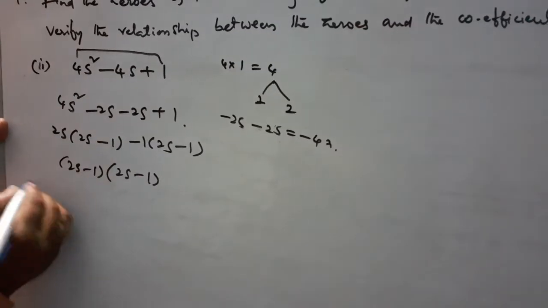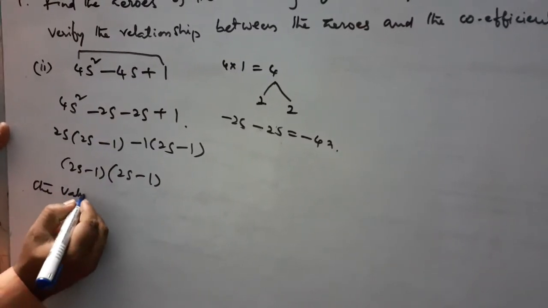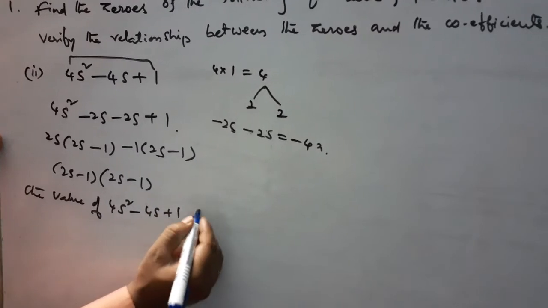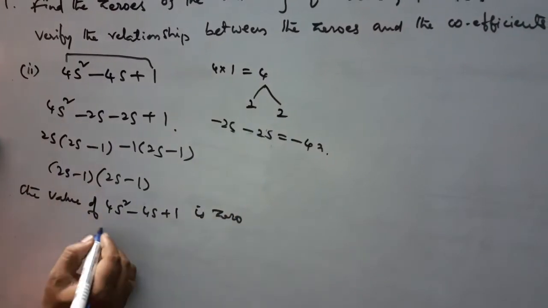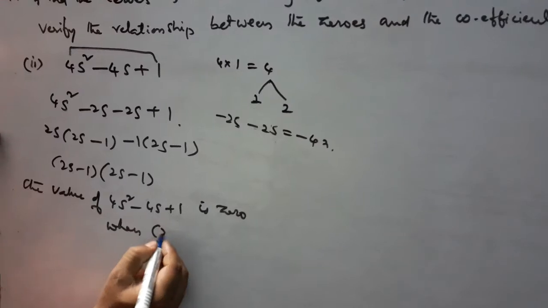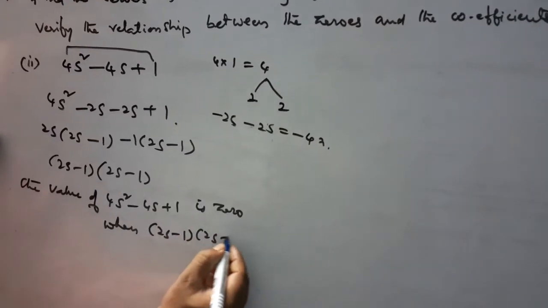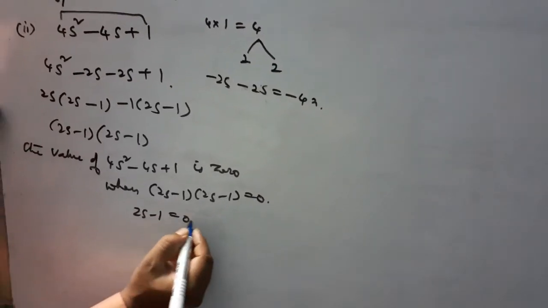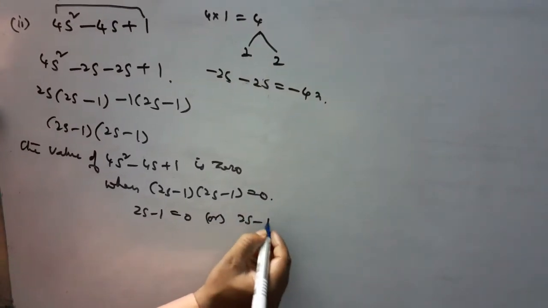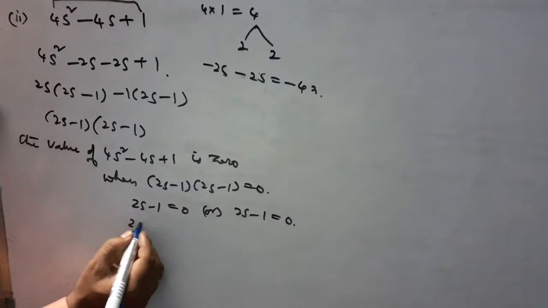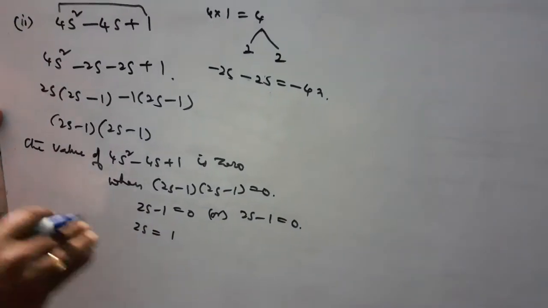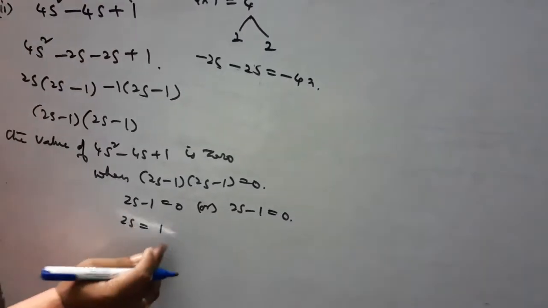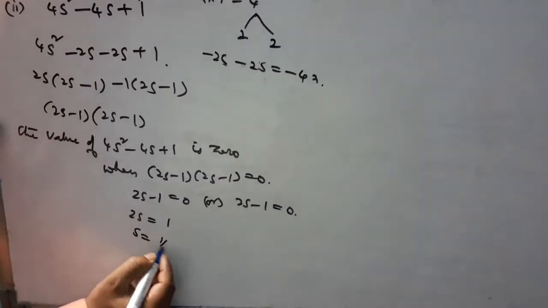So the value of 4s square minus 4s plus 1 is 0 when 2s minus 1 into 2s minus 1 equal to 0. That means 2s minus 1 equal to 0 or 2s minus 1 equal to 0. So 2s is equal to 1. We transfer minus 1 to the right side, we will get 2s equal to 1. So s is equal to 1 by 2.